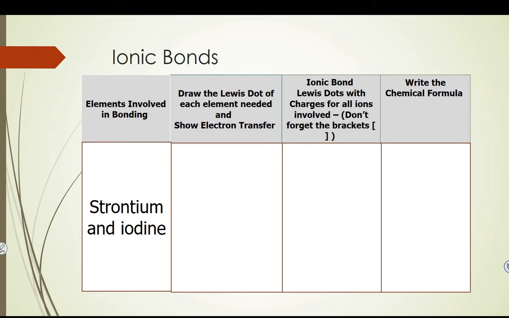So when we look at strontium, strontium is in the second column. That means it's going to have two dots. So we go Sr and the dots should be opposite each other. Iodine is one away from being a noble gas, and noble gas has 8, so iodine has 7. So we pick a different color, and iodine would have 7.